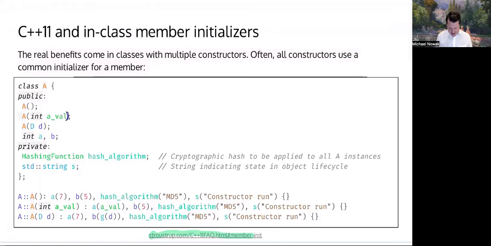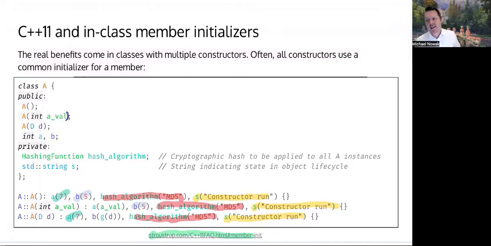There's some redundancy here. If you look at S, we can see that in each of the 3 constructors, S is initialized with the same value. Likewise, hash algorithm is starting out with the same value across all of the constructors. Moreover, B takes the same value in 2 of the constructors, and A takes the same value in 2 other constructors.